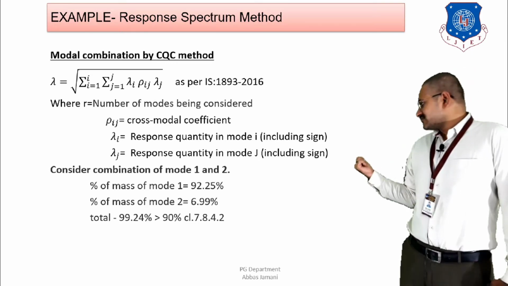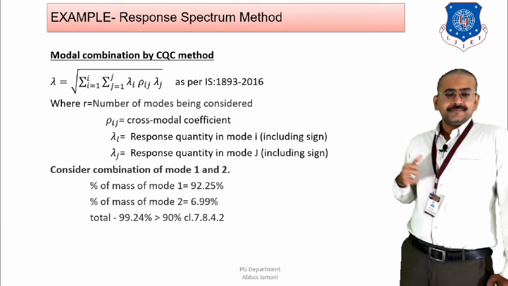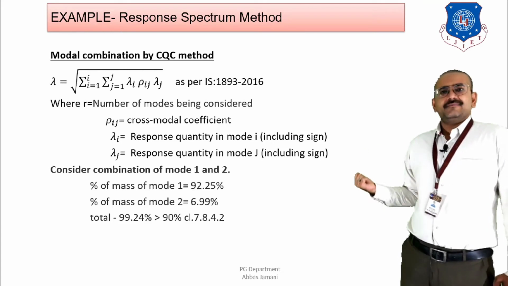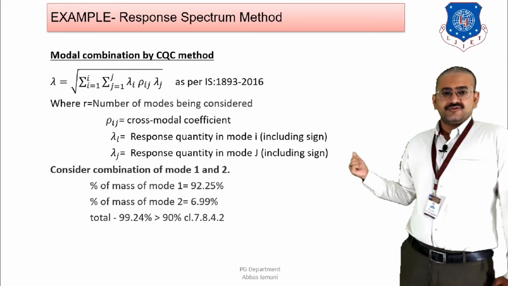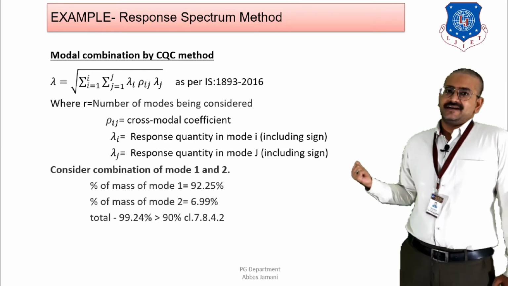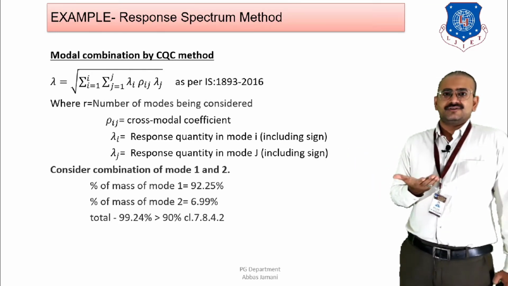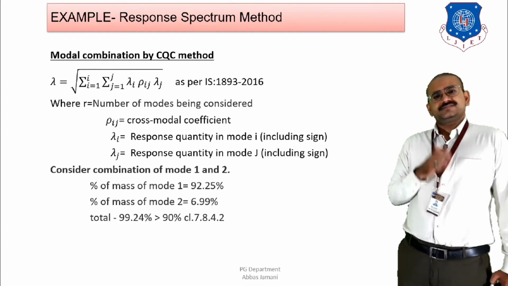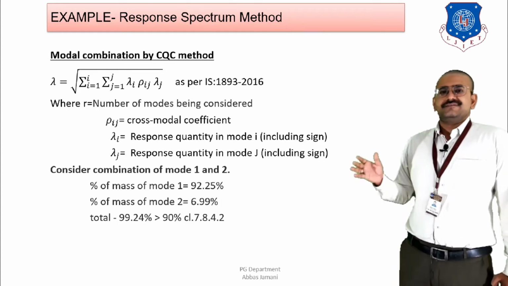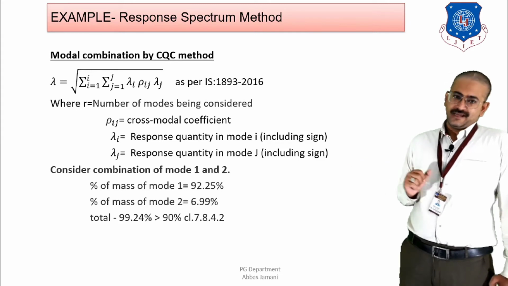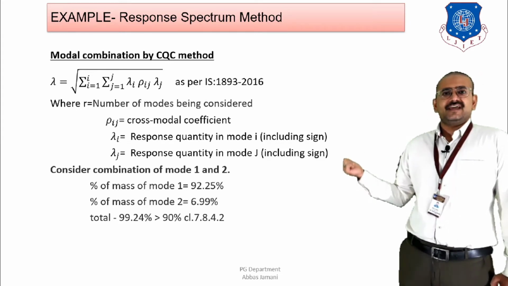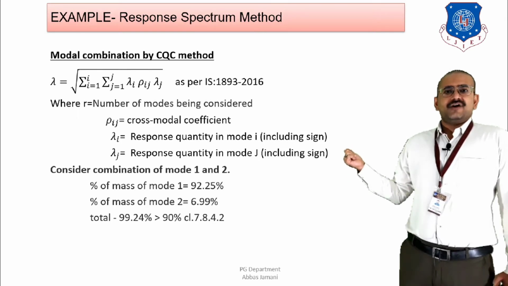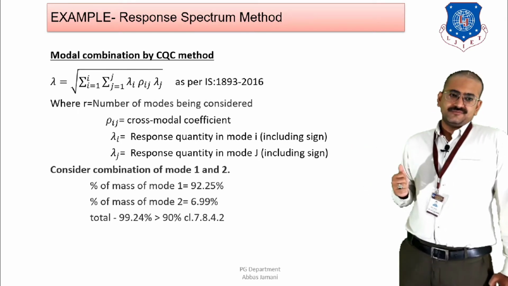So rho ij is known as the cross modal coefficient, and lambda i and lambda j are the response quantities in that particular mode, that is mode i and mode j, including the sign convention. Whatever the sign convention is in the figure, if it is positive, we have to use positive values. If it is a negative value, we have to use the negative value. So lambda i and lambda j are the response quantities in mode i and mode j, and rho ij is the cross modal coefficient.